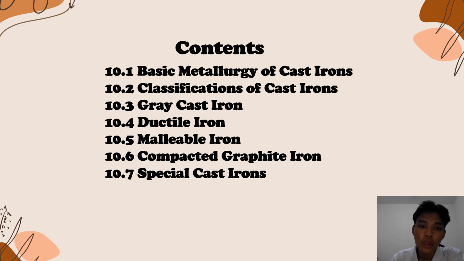Contents: Point 1. Basic metallurgy of cast irons. Point 2. Classification of cast irons. Point 3. Gray cast iron. Point 4. Ductile iron. Point 5. Malleable iron. Point 6. Compacted graphite iron. Point 7. Special cast iron.